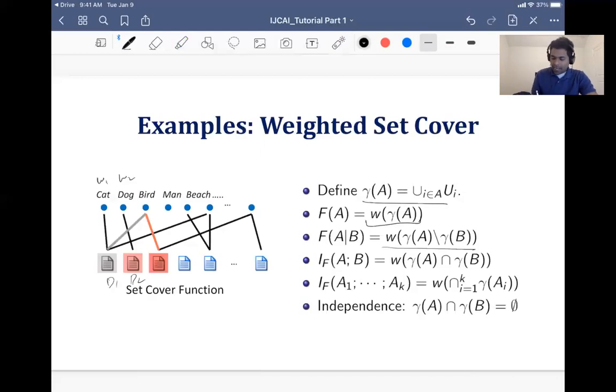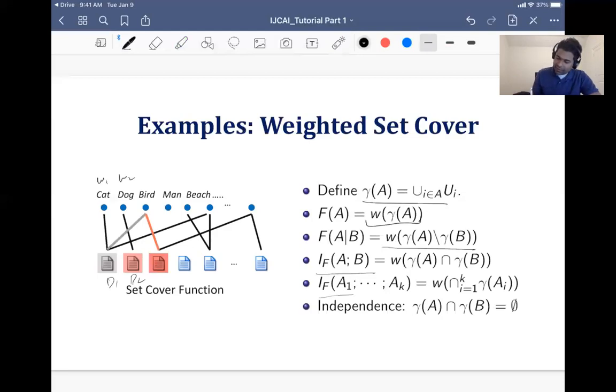I_f of A comma B, which is the mutual information, is the joint information between gamma A and gamma B, so it's W of gamma A intersection gamma B. And again, this is intuitive. Instead of looking at how similar my sets are, it could be possible that A and B are completely disjoint sets. But if they cover the same set of items, that means that their mutual information is high.